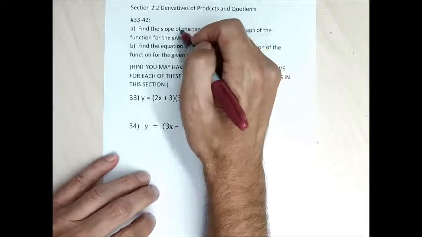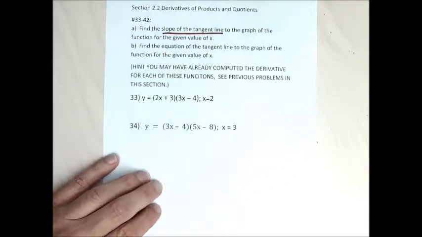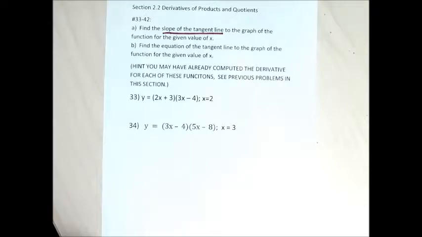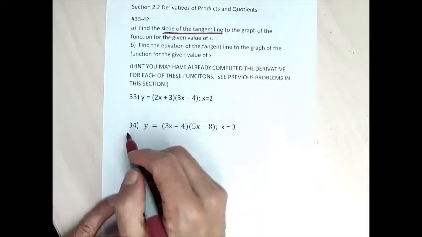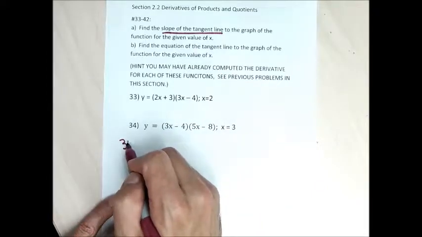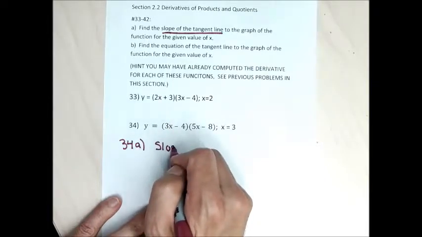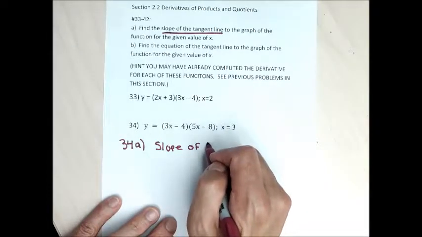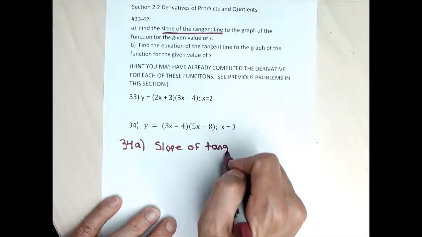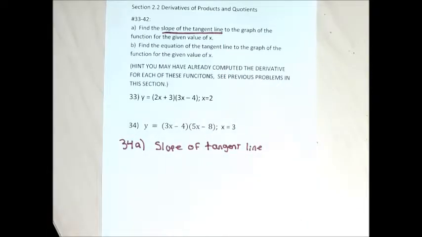because to find the slope of a tangent line, you just take the value of x and plug it into a derivative. So each of the problems between 33 and 42 gives me a function and a value of x, and it has a part A and a part B. Part A wants me to find the slope of a tangent line at the value of x that's given. And to find the slope of a tangent line, I just simply take the value of x that's given and plug it into the derivative.